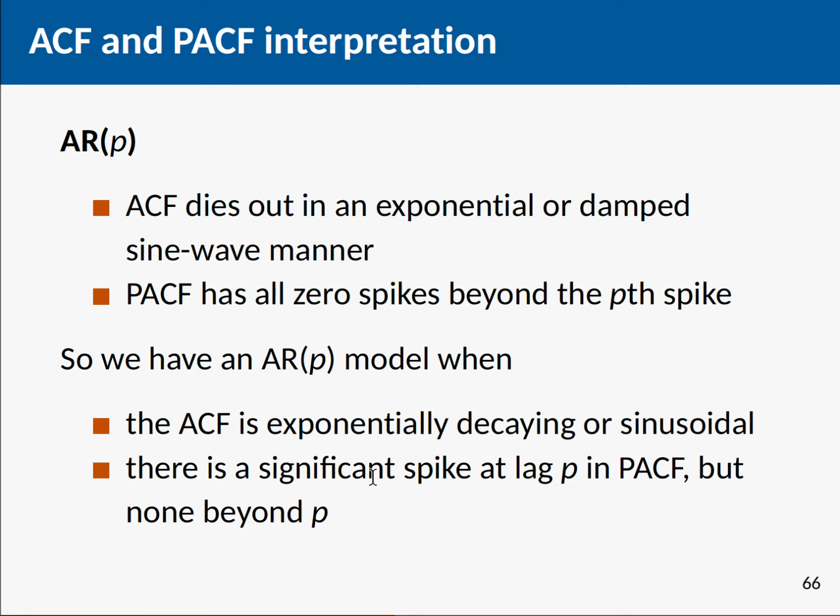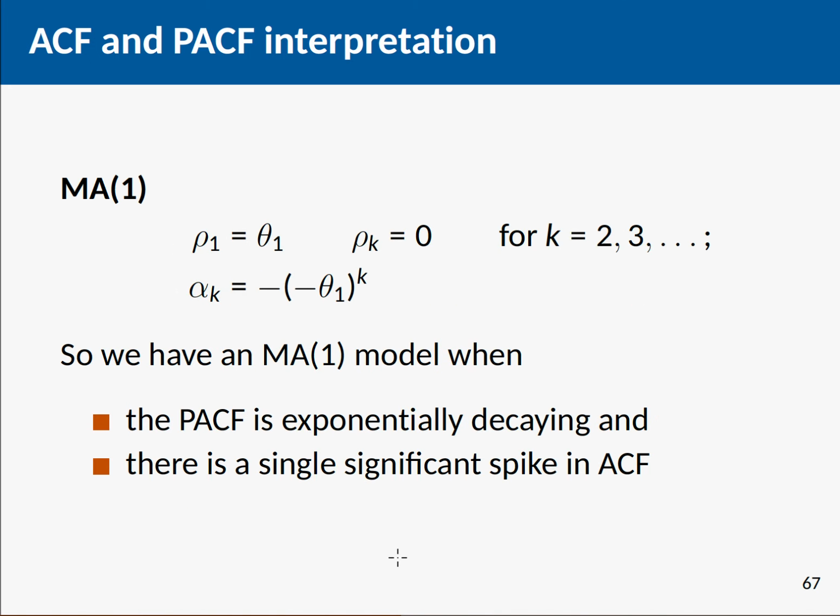Now, in general, if we were thinking about an AR(p) process, or the autoregressive process of order p, the autocorrelation function dies out in an exponential or damped wave in a sinusoidal manner, in a sine wave manner. And the partial autocorrelation function has pretty much all zero spikes. It may not be exactly zero, it might all be insignificant spikes beyond the pth spike. So if you have an AR2 process, then you would see 2 significant spikes in the partial autocorrelation function. If you had AR3, then you would see 3 spikes, and so on and so forth, but nothing beyond that pth spike in the partial autocorrelation function.